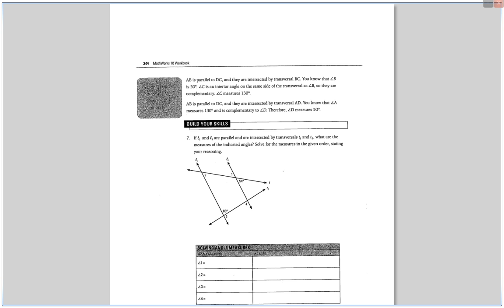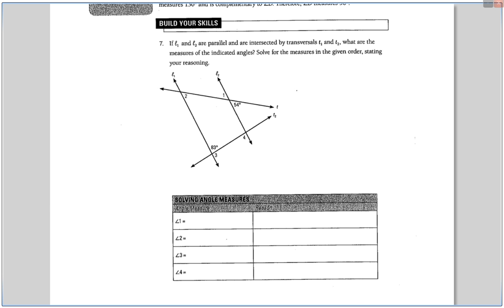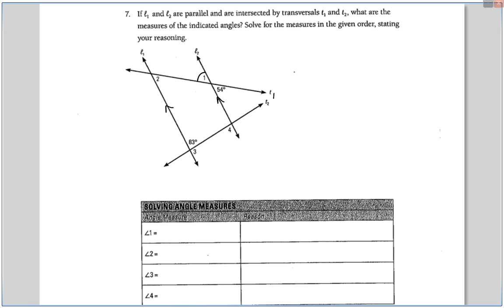Okay, moving along. Builder skills number 7. If L1 and L2 are parallel, so we can jot that in by these little arrows, and are intersected by transversals T1 and T2, what are the measures of the indicated angles? Solve for the measures in the given order, stating your reasoning. So angle measure number 1, right here, is equivalent to 54 because of vertically opposite.